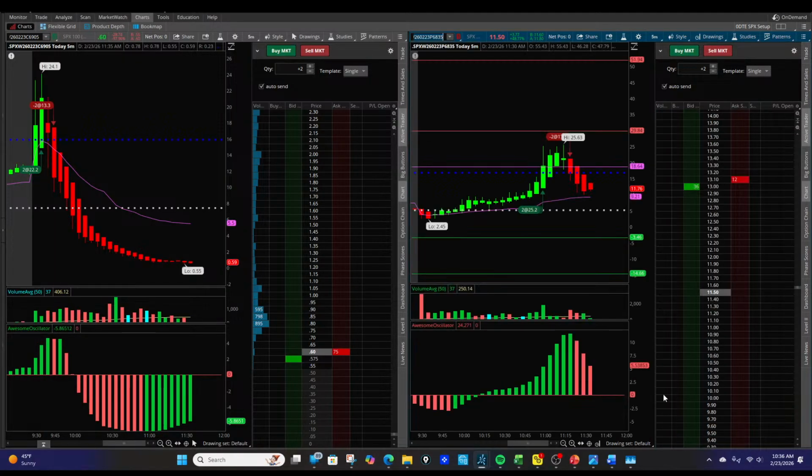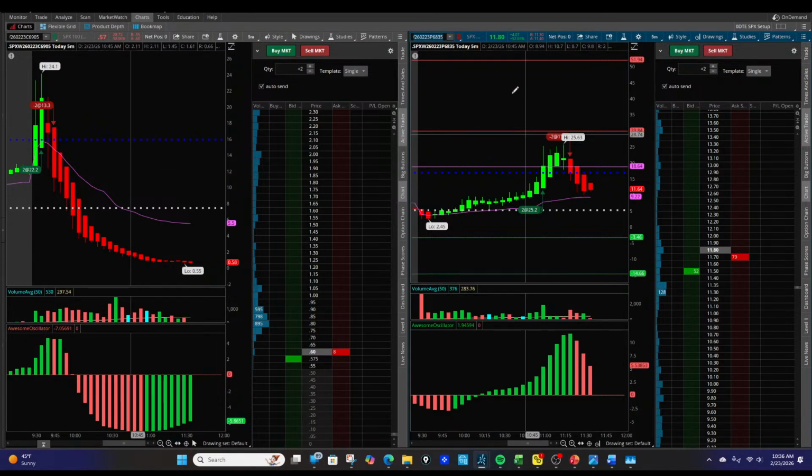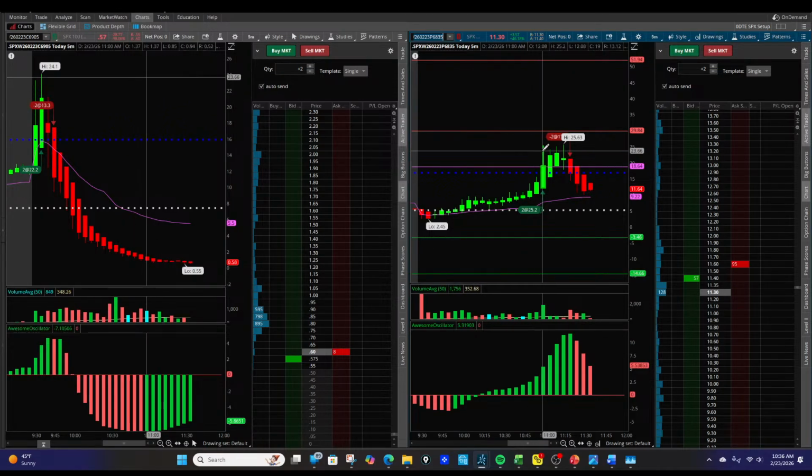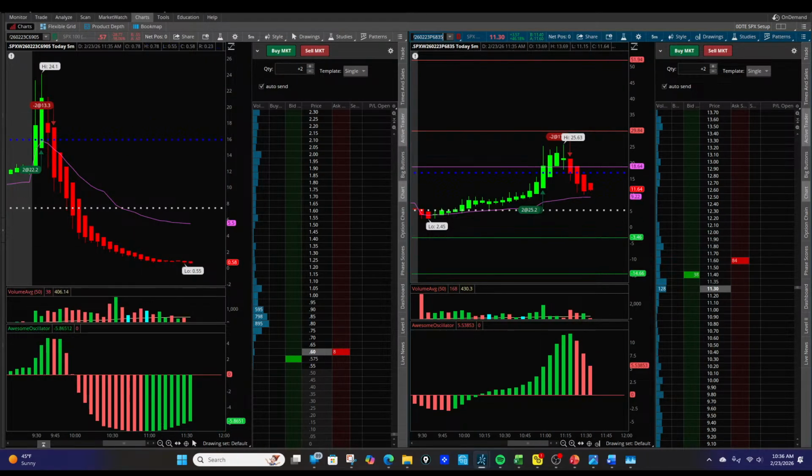It's gone down some. Okay. So here it hit this, went through the pivot line and then came back down.